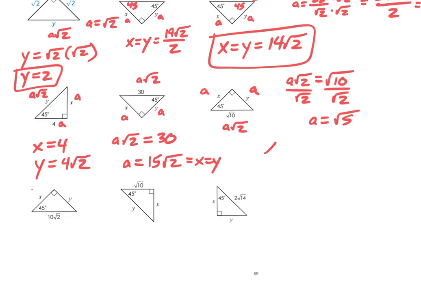So x and y both equal radical 5. And that's simplified. We could try to break it down at this point, but radical 5 doesn't break down, right? So we just leave it as radical 5.